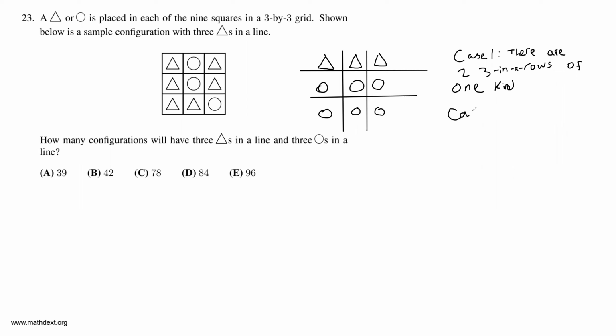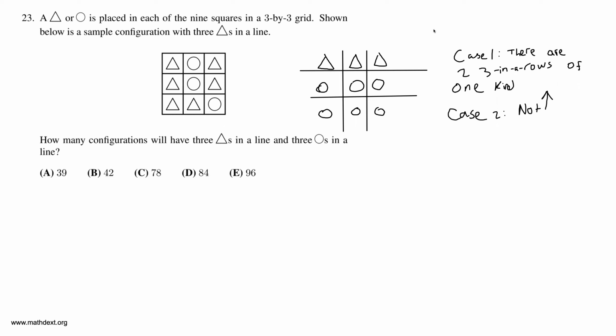And case 2 is not case 1. Case 2 is sort of like this example we are given, where this example doesn't even satisfy the requirements. But if this were an O, then this grid over here would satisfy case 2, because there'd be 3 in a row of triangles, 3 in a row of circles. But there aren't two sets of 3 in a rows for triangles, or 2 sets of 3 in a rows for circles.